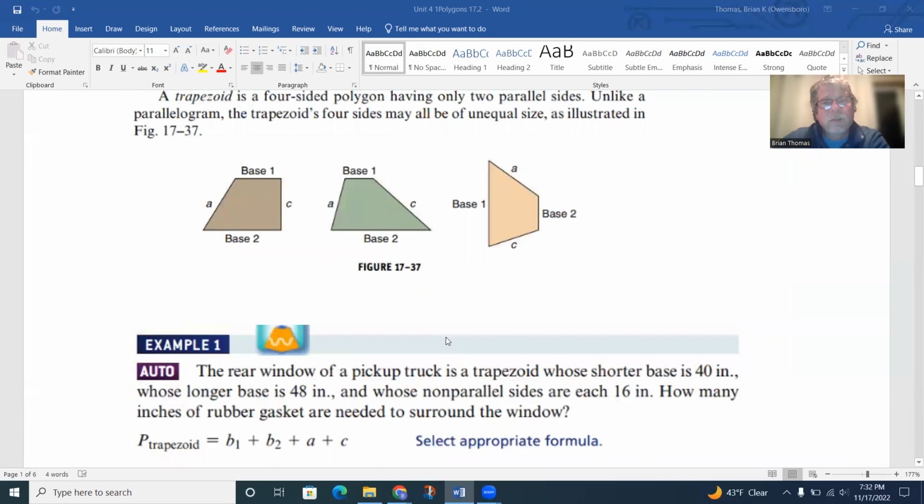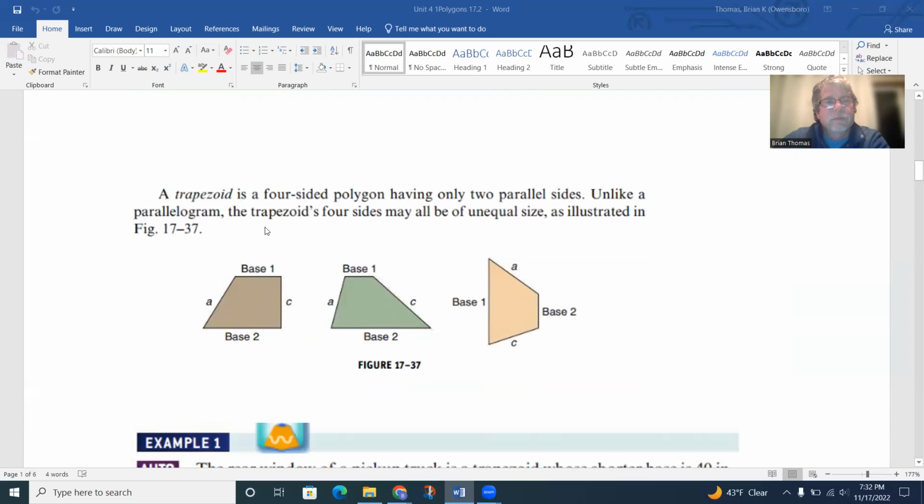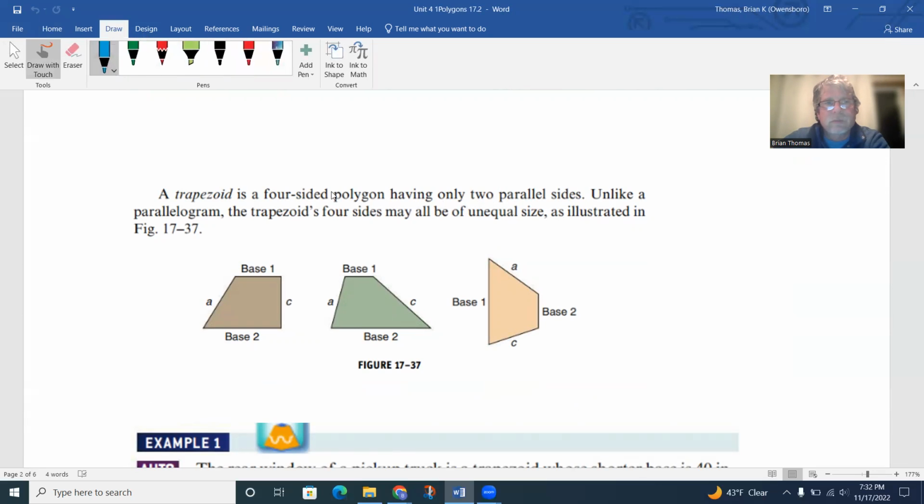Again, a trapezoid is one of those unusual shapes. A trapezoid is a 4-sided polygon, but it only has 2 parallel sides. So keep that in mind. It only has 2 parallel sides. Now, a parallelogram has 2 pairs of parallel sides.